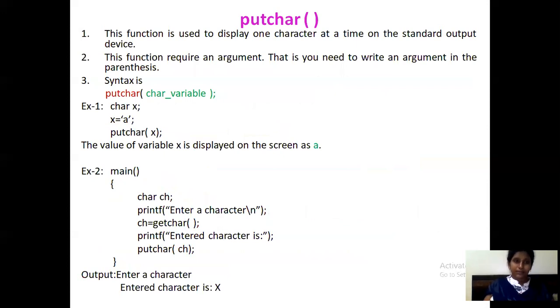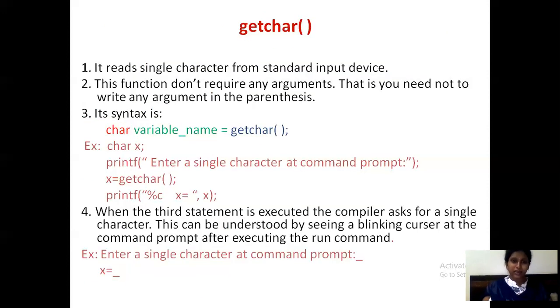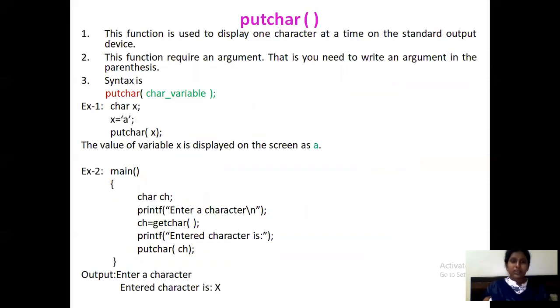Then putchar. This function is used to display one character at a time on the standard output device. This function requires an argument, that is, you need to write an argument in the parentheses. Whereas in getchar, you should not write any arguments inside the parentheses because you are reading the character from your keyboard. Whereas in putchar, you need to display that particular character onto your output screen.